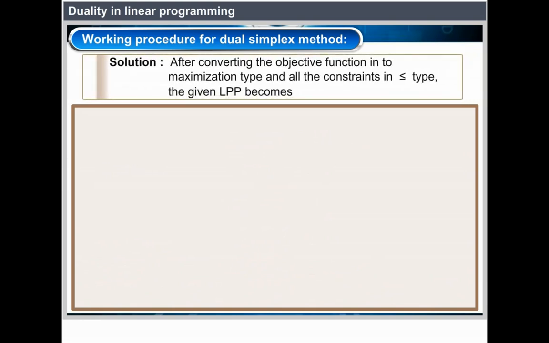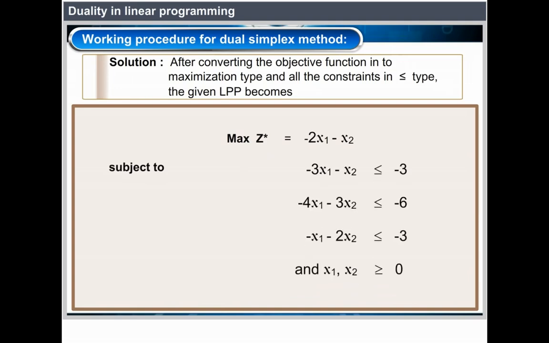Solution. After converting the objective function into maximization type and all the constraints into less than or equal to type, the given LPP becomes: maximize z star equal to minus 2x1 minus x2 subject to minus 3x1 minus x2 less than or equal to minus 3, minus 4x1 minus 3x2 less than or equal to minus 6, minus x1 minus 2x2 less than or equal to minus 3 and x1, x2 greater than or equal to 0.